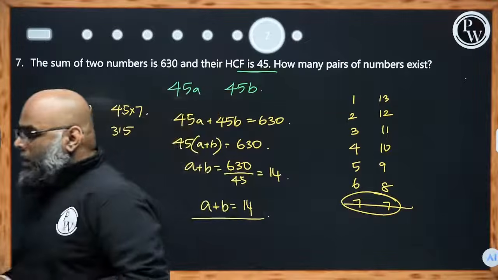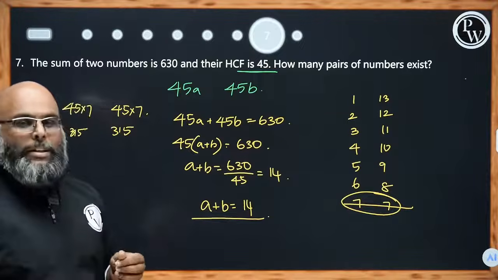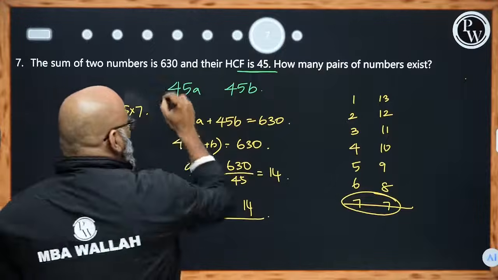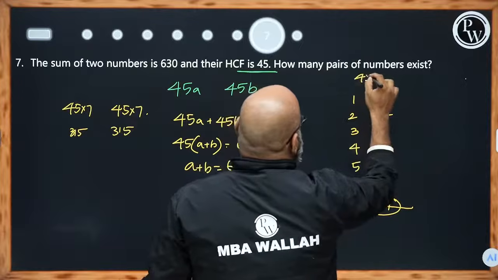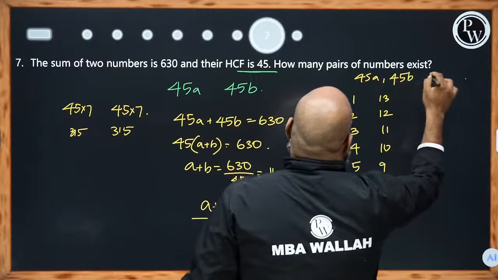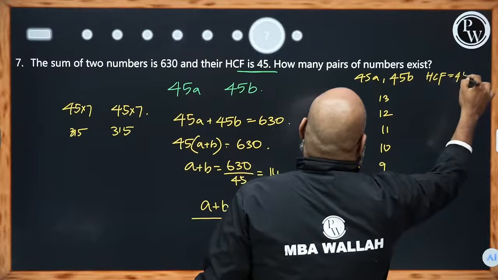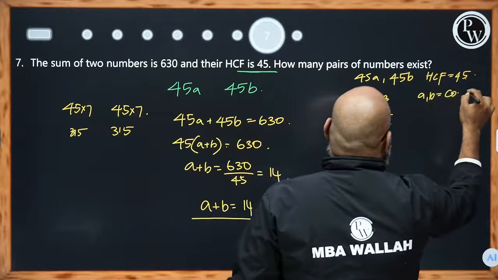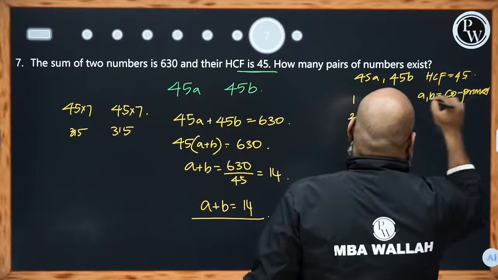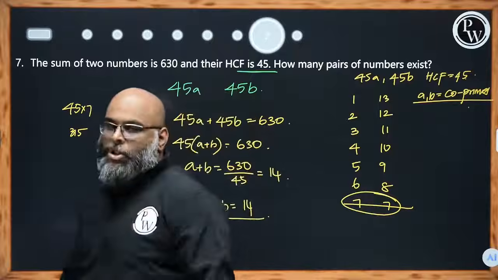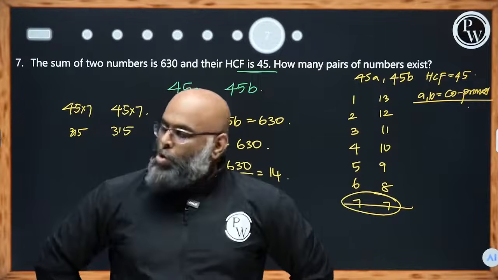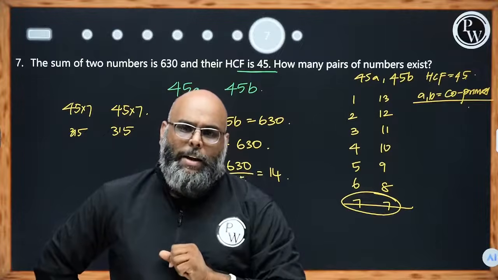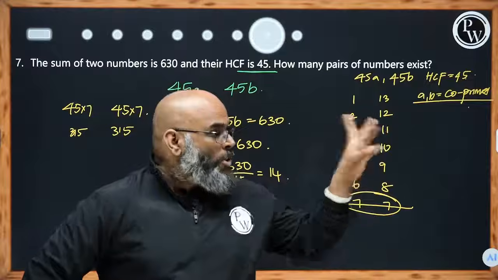But can I keep doing this every time? I cannot be taking cases for every scenario. But I understand one idea. The moment I say two numbers of the form 45A, 45B, HCF is equal to 45. The very important idea is A, B are co-primes. There are no other factors common between A, B. No factor should be common between A, B. Why? The moment there is something common between A, B, 45 is no more the HCF.